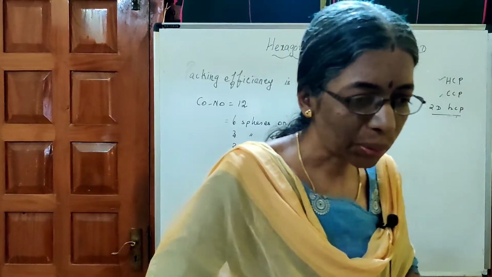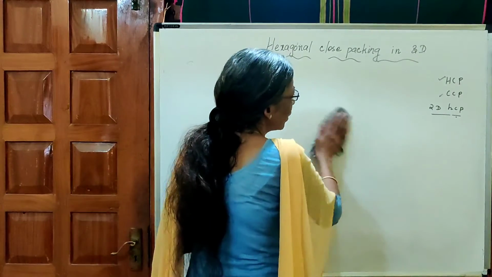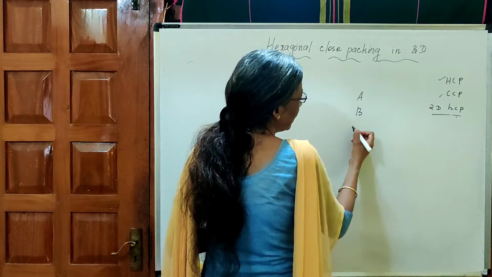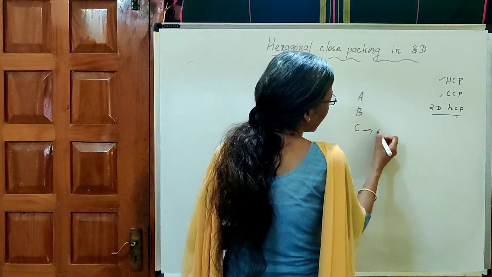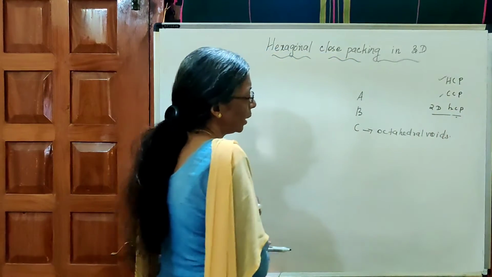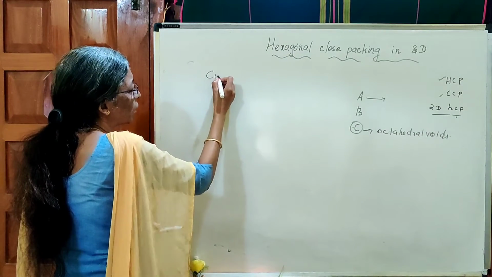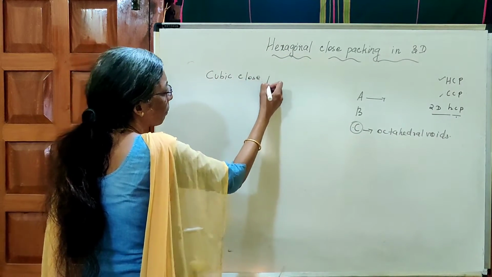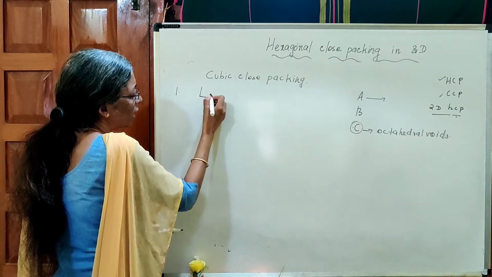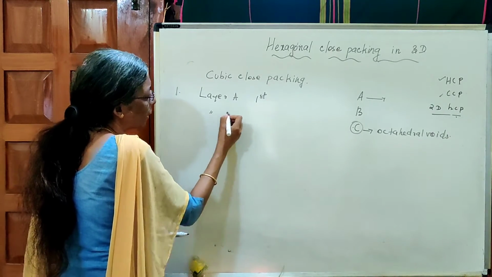Okay, next one we are going to see the CCP packing. In CCP packing, what is here? The first layer is the same, then the second layer is B, then the third layer we are placing on octahedral voids. Octahedral voids. So this layer is something different. See, the third layer in cubic close packing. First layer A, first layer. Next, layer B is the second one.